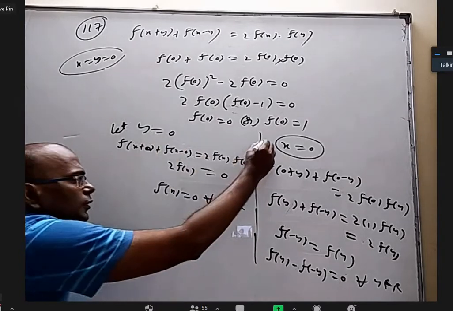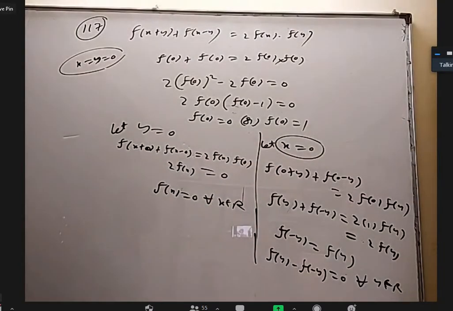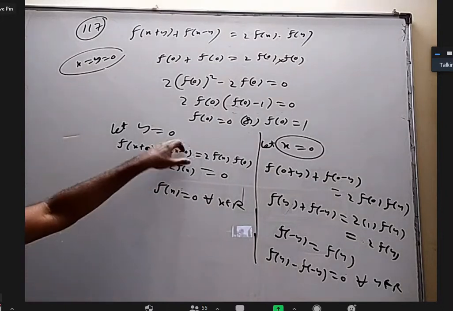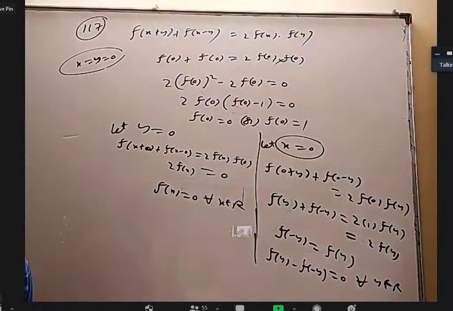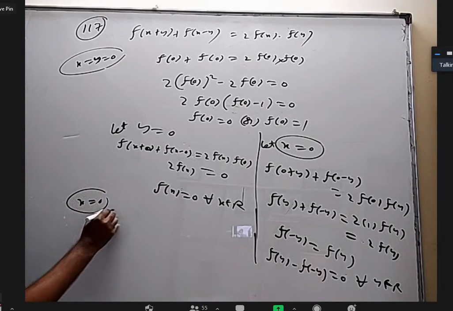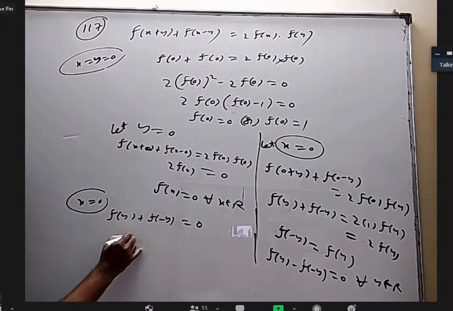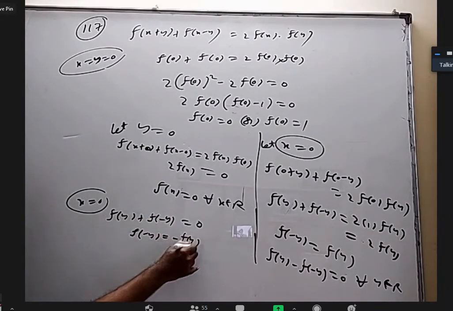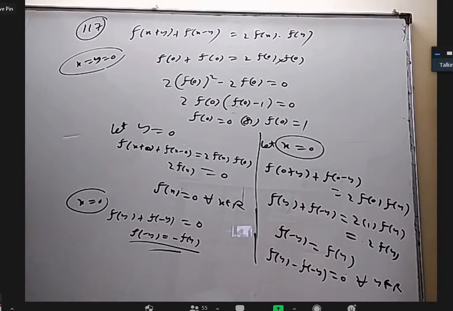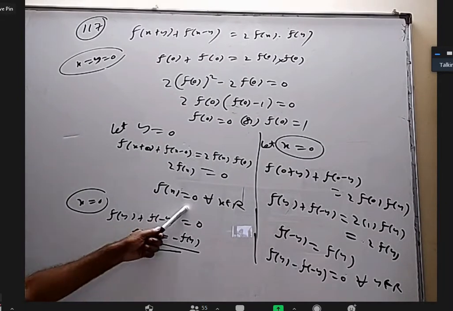This is better to write left. Here also you take x equal to 0, something will come. Here also you take y equal to 0, something will come. They are not required for this question, so I did not write them. In fact, in the first case, if we would have taken x equal to 0, we would have got f of y plus f of minus y equal to 0. And you would have got f of minus y equal to minus f of y, and you would have thought it is an odd function. Yeah, it is odd, but actually it is 0, and 0 is anyway odd.